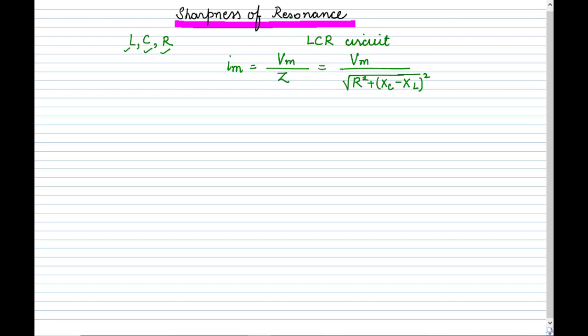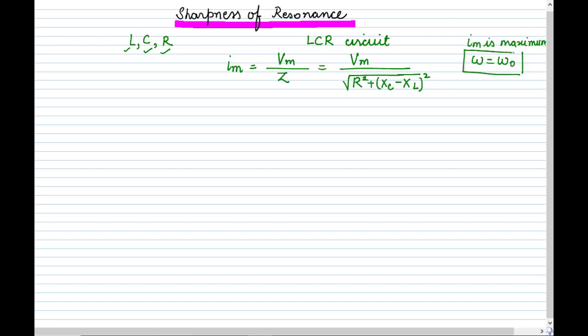This current is maximum at the frequency omega equal to omega naught, which is the condition of resonance. We have to make the frequency equal to the resonance frequency if we want the current to be maximum, because in that condition we have only resistance. The reactive term becomes 0, XC is equal to XL. So the impedance is minimum and the current is maximum at omega equal to omega naught, and omega naught is given by 1 upon the square root of LC, which we have just derived.